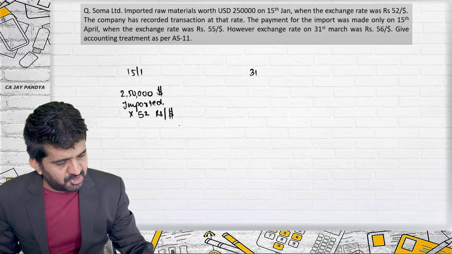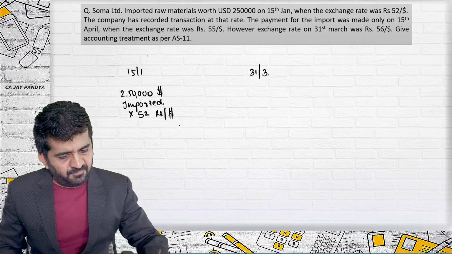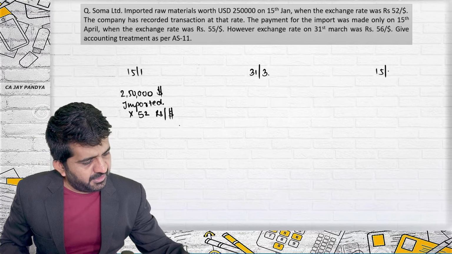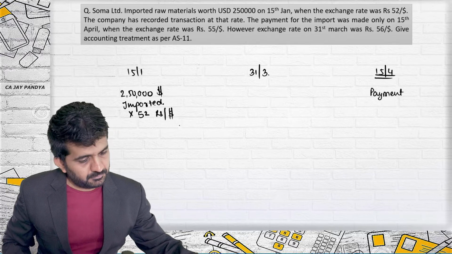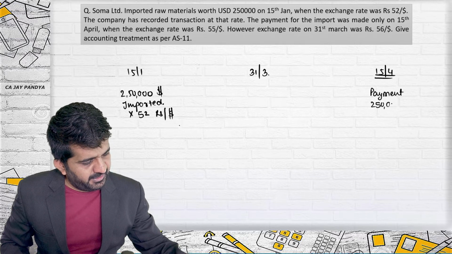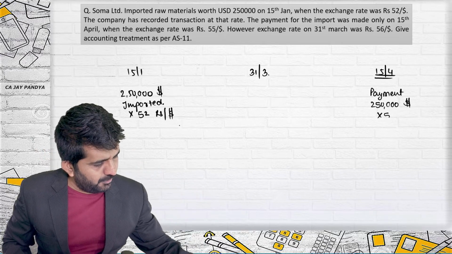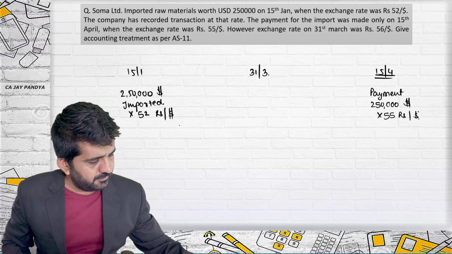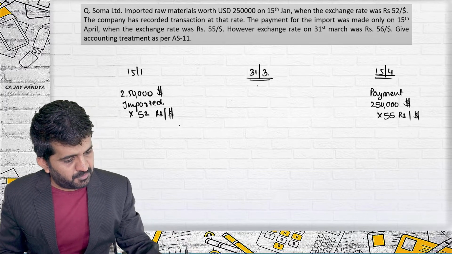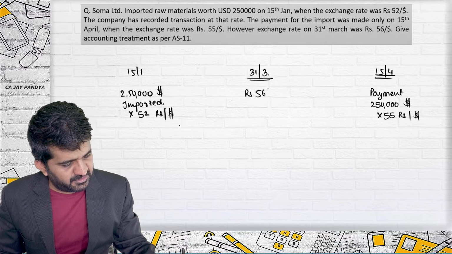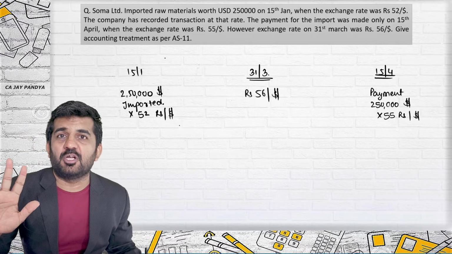The payment for the import was made on 15th April. So before that, which date will come? 31st March. The payment of $250,000 was made on 15th of April, when the rate was 55, so you will have to pay 55 rupees per dollar. However, the exchange rate on 31st March is rupees 56 per dollar. Give accounting treatment.